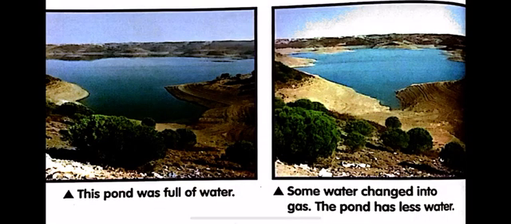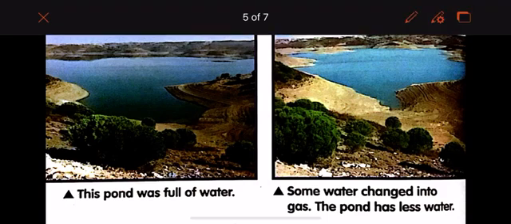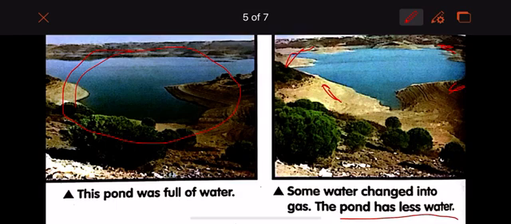I want you to look at these photos. All right? So, the first photo, this pond, as you can see here, was full of water. Look at the second photo. So some water here and here and here change into gas. The pond has less water. Why this happened?